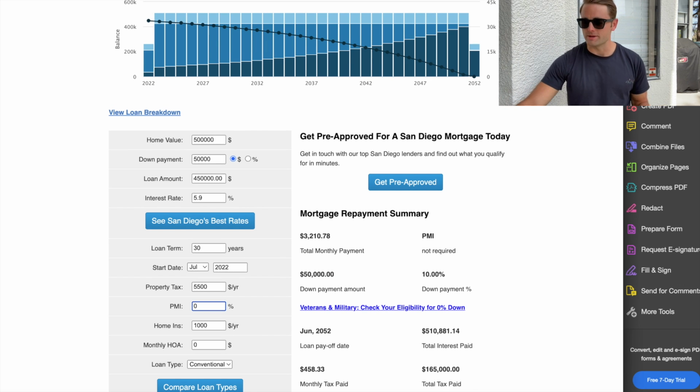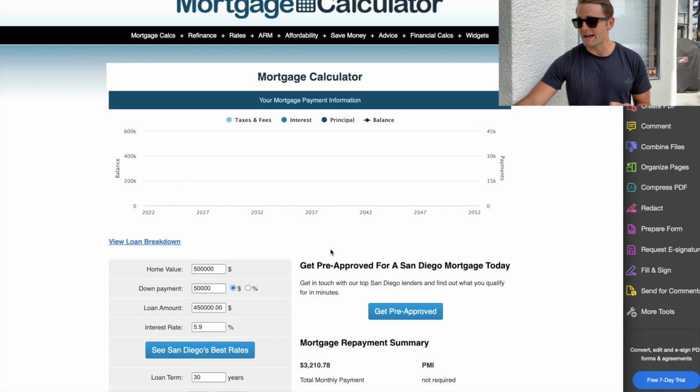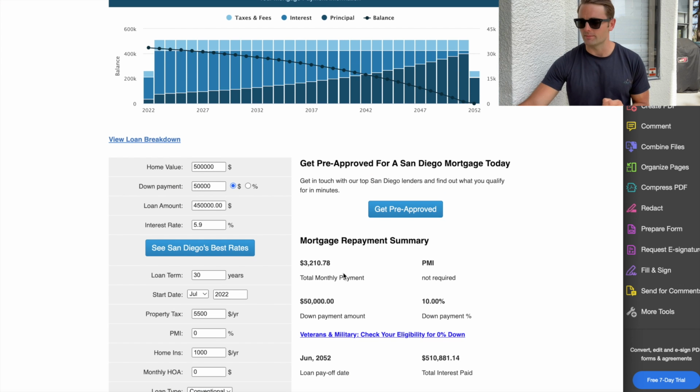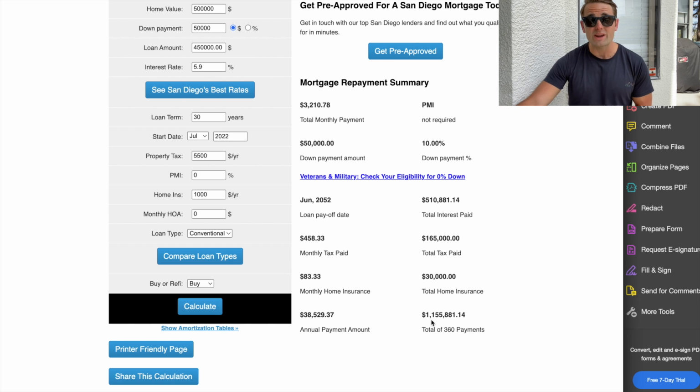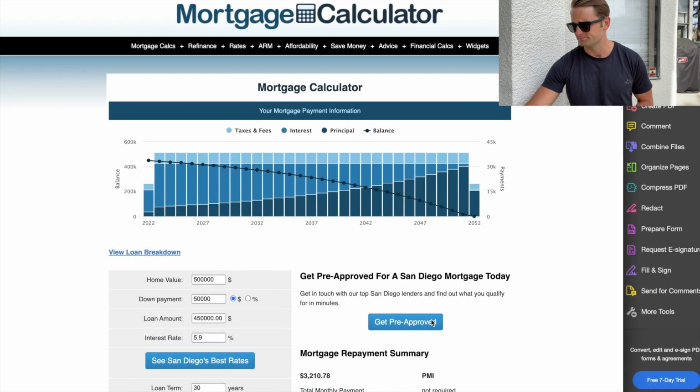Now we're gonna get rid of PMI altogether. So as you can see, just by getting rid of PMI, we're reducing that monthly payment to $3,200. And over the lifetime of the loan, it's $1.15 million. So that's over $20,000 over the lifetime of the loan by having that PMI. So as you can tell with this example, it behooves you to avoid PMI if at all possible.